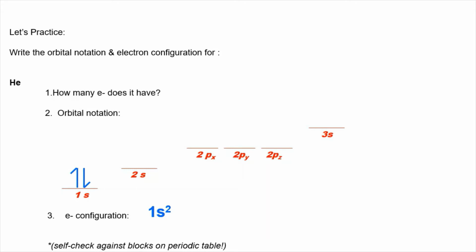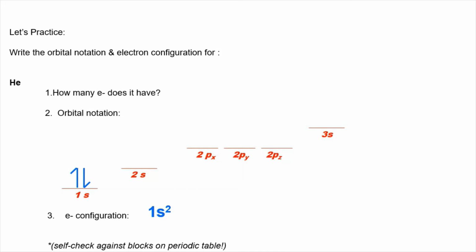And there's 2 ways that we can check ourselves with this. First of all, when we add up all the exponents that are shown, they should add up to the atomic number. And the only exponent there is a 2, and that matches the atomic number of helium. So in that respect, it looks like we did it right.